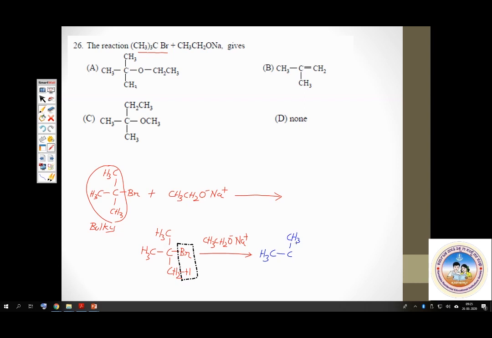Why did this happen? This happened because you have taken a bulky R group, a bigger R group, as part of the alkyl halide. If you have to get an ether, then the bulky R group must be taken as the alkoxide. So the correct answer is option B, where you get an alkene. Good. That's about methods of preparation. Let's proceed further.